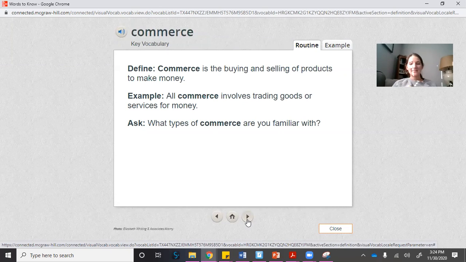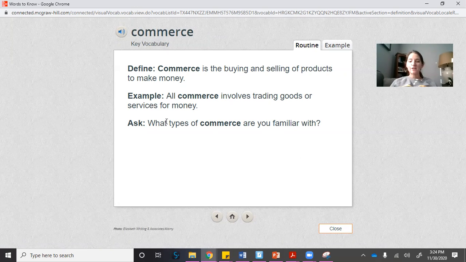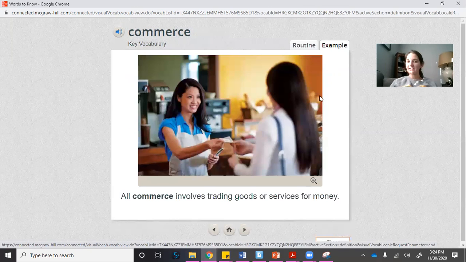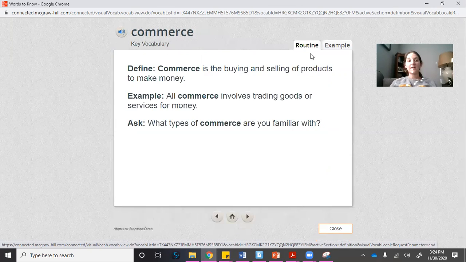Right, the next one is commerce. Commerce is the buying and selling of products to make money. All commerce involves trading goods or services for money. What types of commerce are you familiar with? Let's kind of think of different places that you go. So if you go to a coffee shop, that would be a place of commerce. So they give you coffee or whatever you get at a coffee shop, and you give them money in return for it.